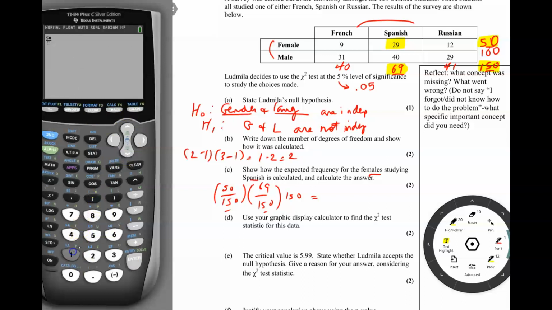50 divided by 150. And then I'm going to multiply that times another vertical fraction, which would be do math again, number, n divided by d, and I'm going to put 69 divided by 150. Isn't that cool? And then last of all, I'm going to multiply it times 150.